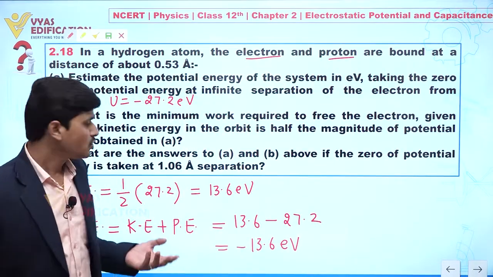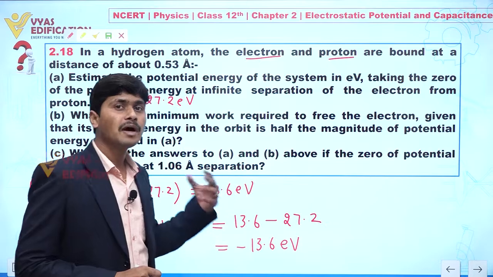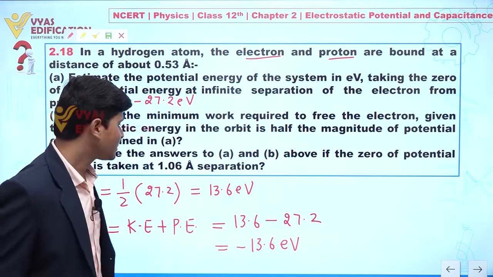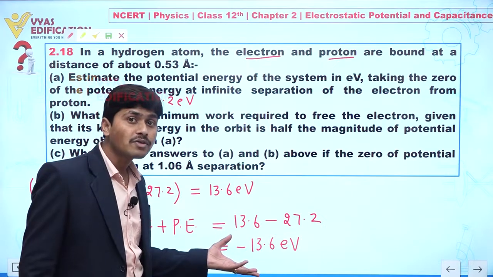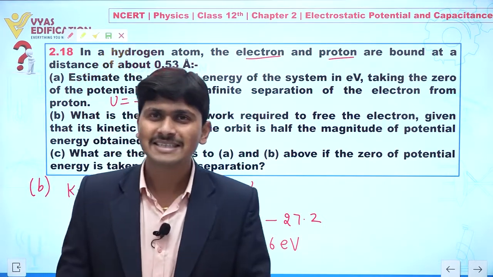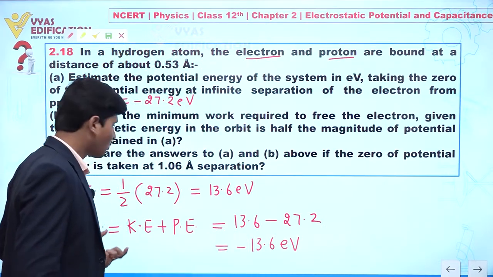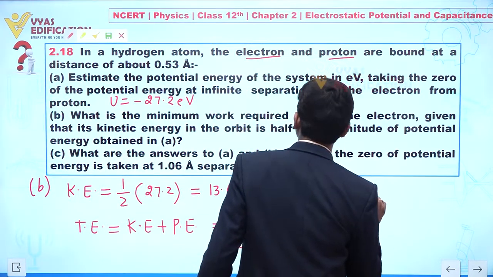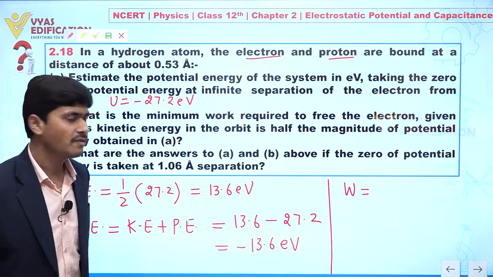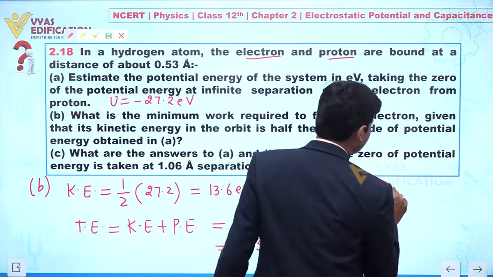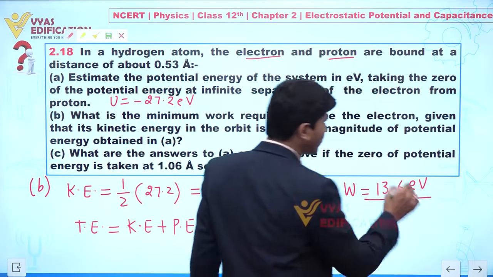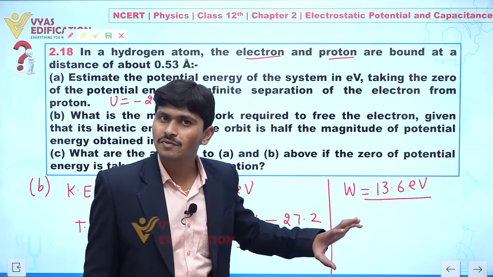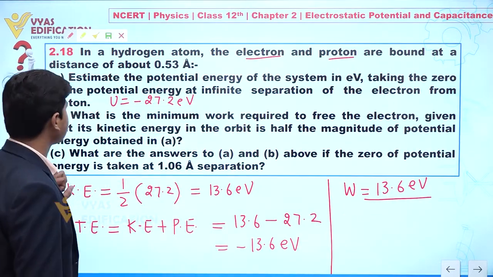Zero. Yes. So if we want to free an electron from a proton, or from an atom, then we have to provide a total of 13.6 electron volt of energy. Yes or no? At that time the total energy becomes 0. So the minimum work that we are providing here is equal to 13.6 electron volt. Clear? The unit of work is also in electron volt. So this is our answer.